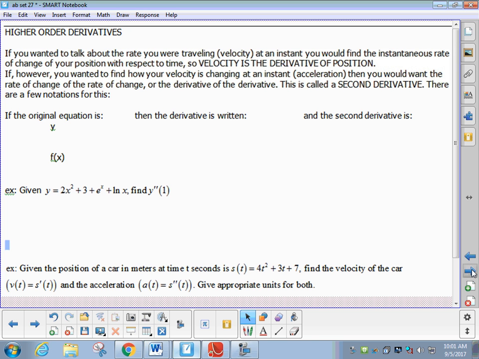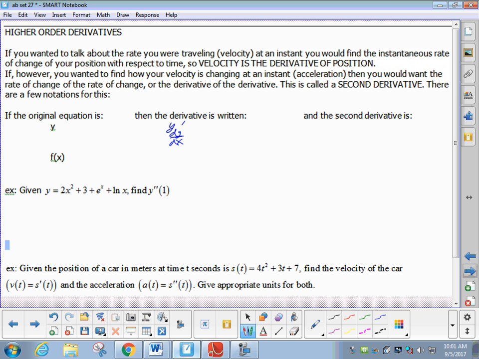What if I wanted to talk change in velocity though, over time? How fast is my velocity changing? Well, that's change in the change in position. And so that's the derivative of the derivative, which makes it the second derivative. You sometimes want to take a second derivative because you want the change in the change. In terms of notation, if you had an original equation of y, then derivative notation would be either y prime, which is common, or Leibniz notation, dy dx.